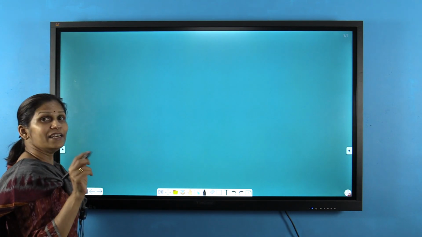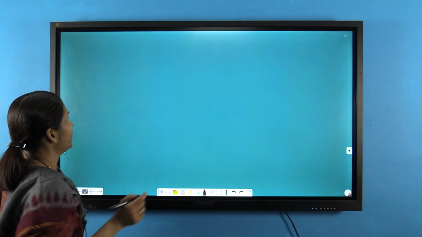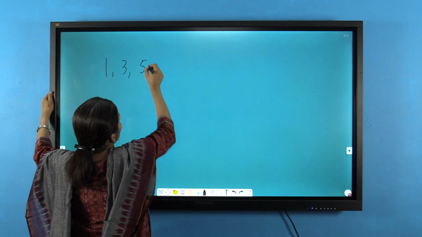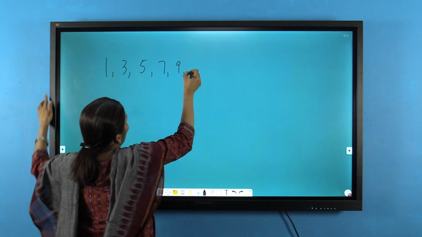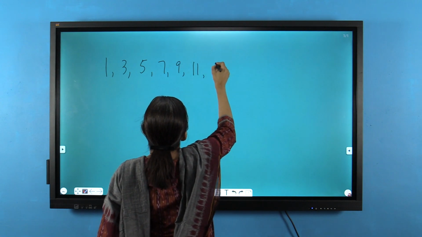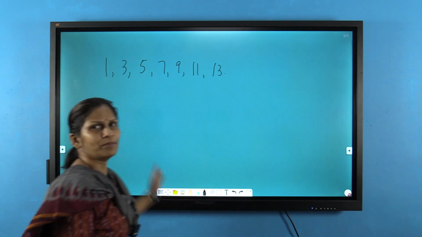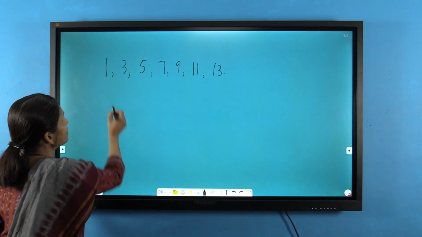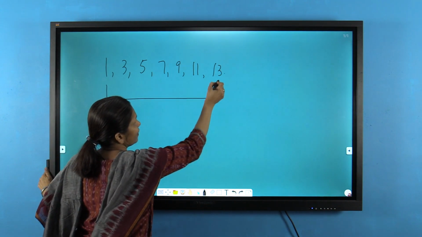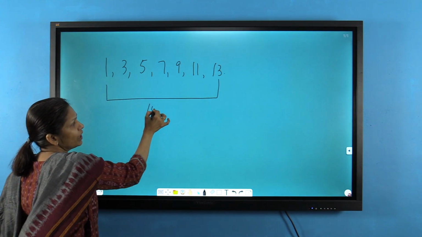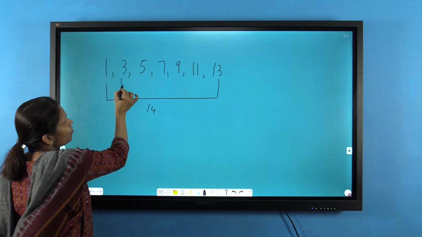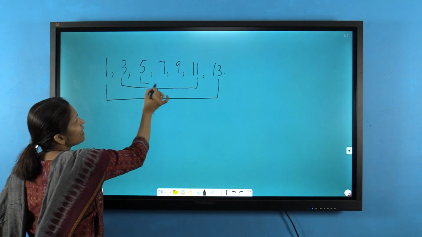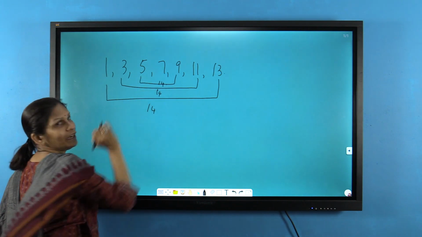Now, another easy, interesting observation in an AP. Suppose I have this AP, I will take this itself for convenience sake: 1, 3, 5, 7, 9, 11, 13. I am just taking this AP which consists of 7 terms. What is the sum of the extremes? Isn't it 14? What is the sum of these two? Isn't that also 14? Sum of these two is also 14.